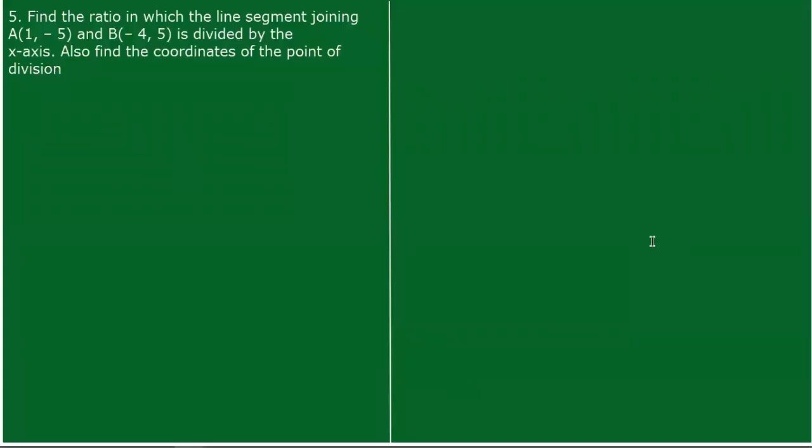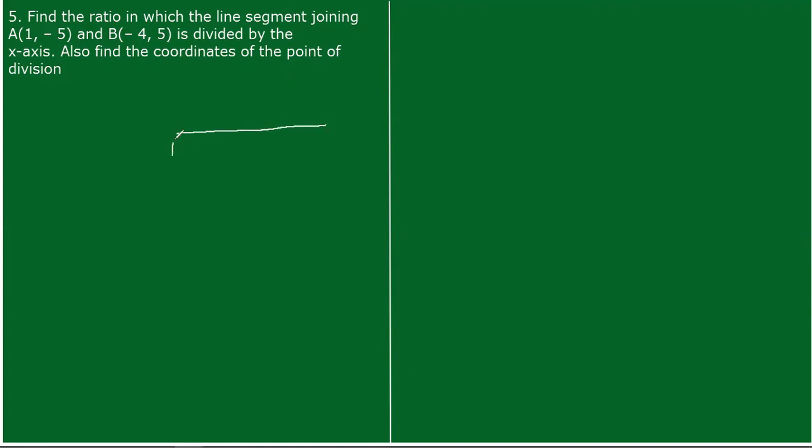So the fifth question is: find the ratio in which the line segment joining A (1, -5) and B (-4, 5) is divided by the x-axis. Also find the coordinates of the point of division. So here students, let's draw the diagram first. For every problem we have to draw the diagram, so we get a good idea on the question.